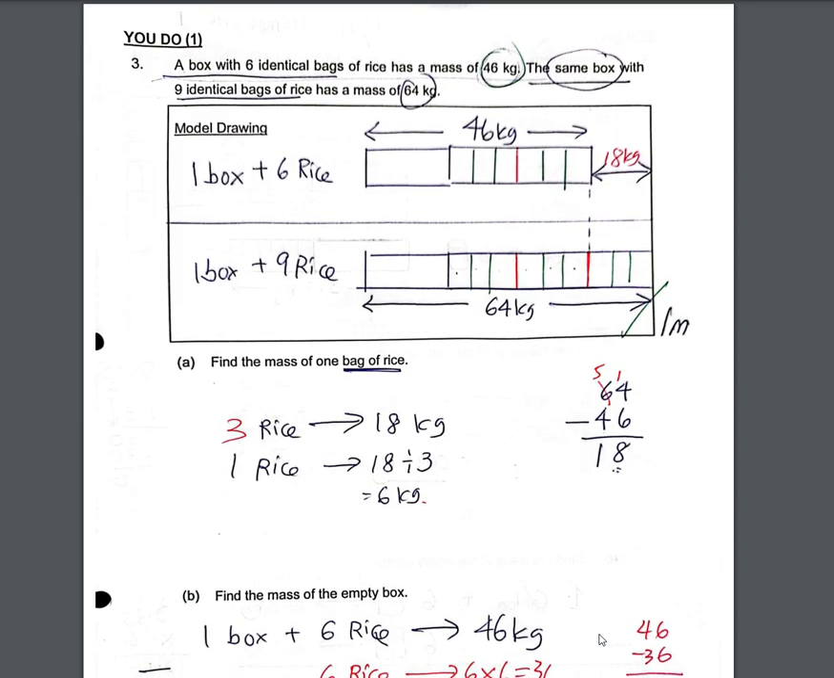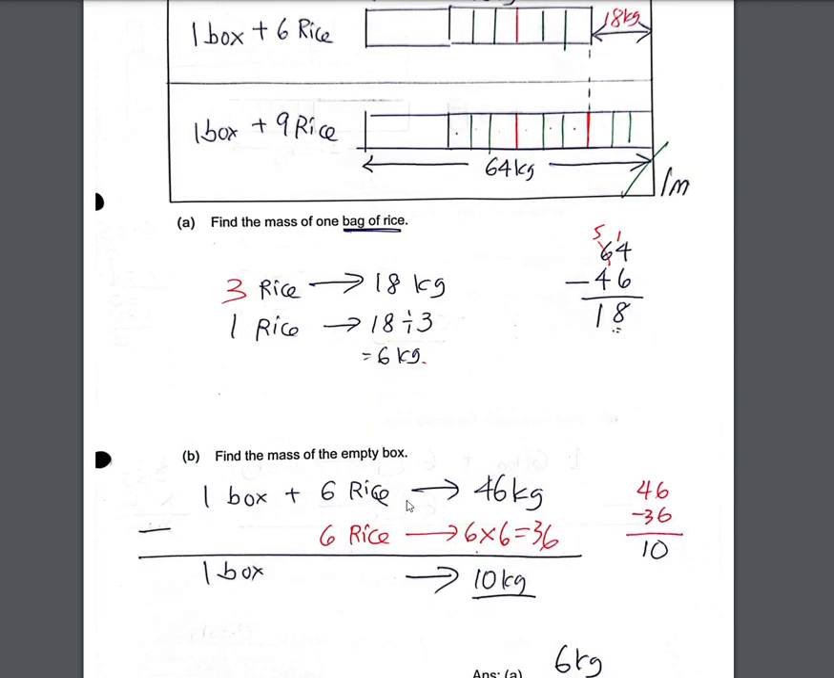Question 3. And now we use a box, right? There's a box. There are 6 identical bags of rice inside, and the total mass is 46 kilograms. The same box, now if you put in 9 packets of rice, the total mass increases to 64 kilograms. When we subtract these two numbers, what we get will be the mass of 3 packets of rice. To find out the mass of one bag, just divide by 3, and I get 6 kilograms.